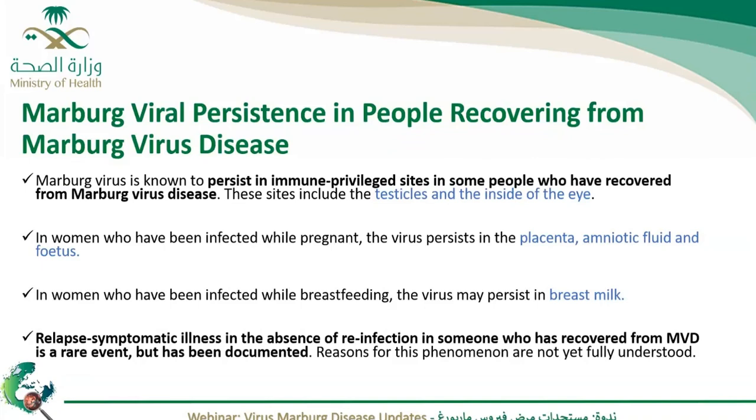Marburg virus persistence in people recovering from the disease. It is known to persist in immunoprivileged sites in some people who have recovered from the disease. These sites include the testicles and the inside of the eye. In women who have been infected while pregnant, the virus persists in the placenta, amniotic fluid, and fetus. And in women who have been infected while breastfeeding, the virus may persist in breast milk.